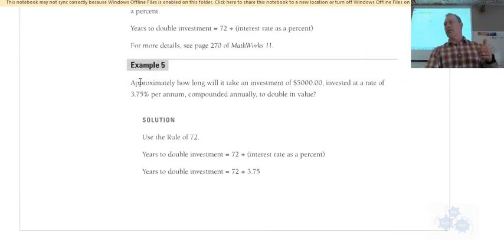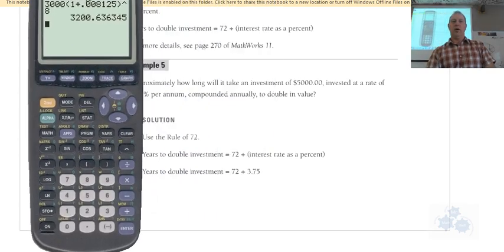So using the rule of 72, let's figure out how long it will take for an investment of $5,000 at a rate of 3.75% per year, compounded annually, to double in value. So the rule of 72 is super easy: 72, right here, divided by the interest rate. That's it. So what would that be?